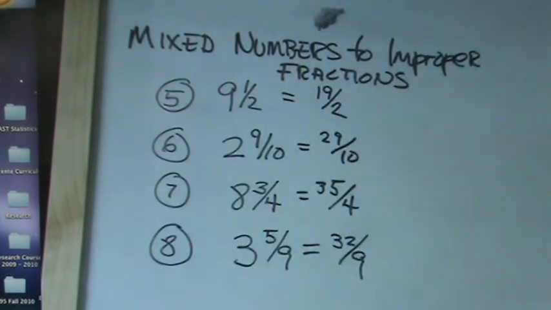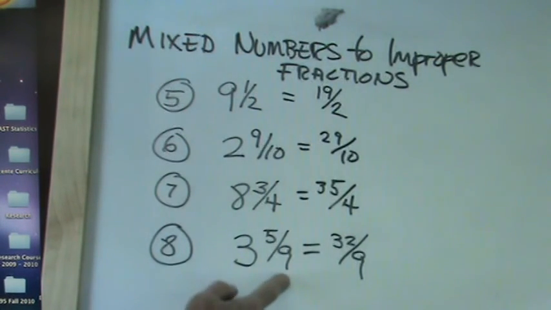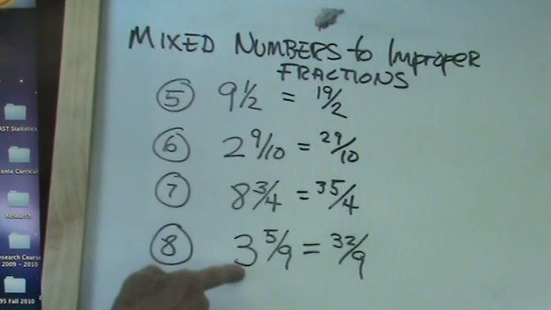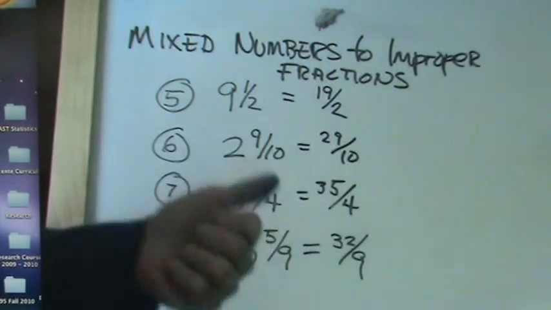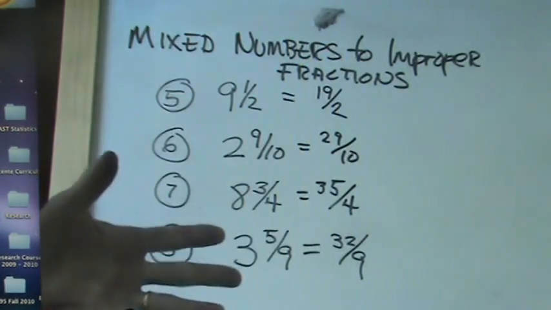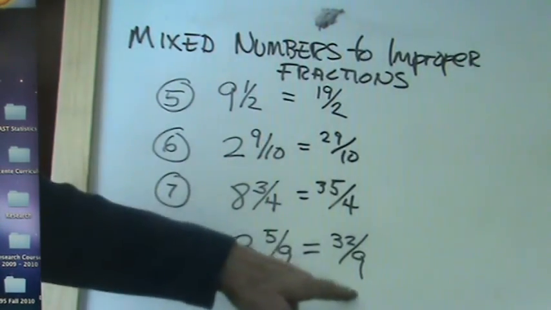So, quick review. To change any mixed number into an improper fraction, you multiply the denominator, the bottom part, times the whole number. 9 times 3 is 27. You add the top part, 27, 28, 29, 30, 31, 32. That becomes the numerator, and you use the same denominator.